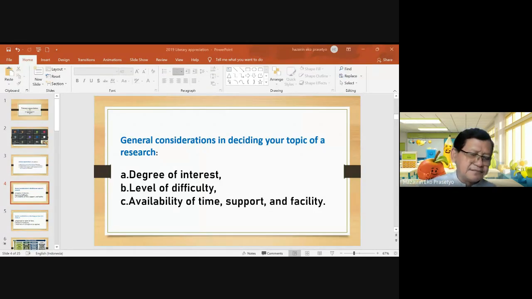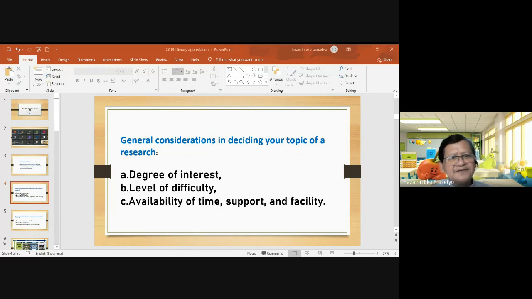So for example, you have two or three choices of topics and just look at these topics and try to scale, try to judge, evaluate which topic is more interesting to you. Okay, which topic among the three topics is more interesting to you? And you can score them. For example, topic number one, the score of interest is 6. Topic number two, the score of interest is 7. Topic number three, the score is 5. Of course, the higher the score is your choice. Okay, that's number one consideration.